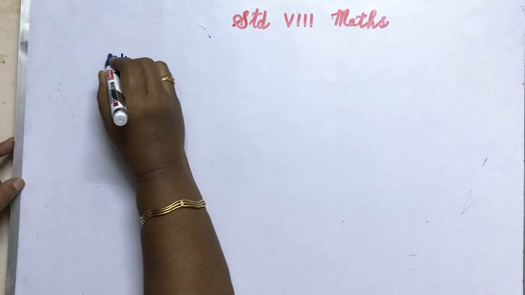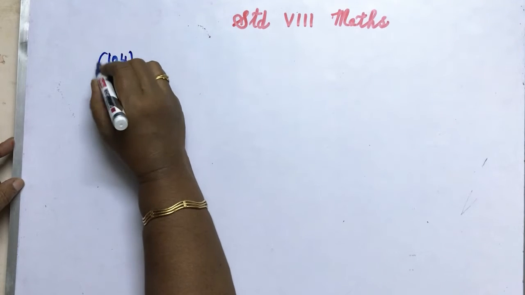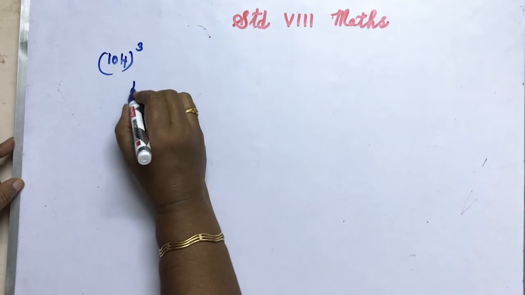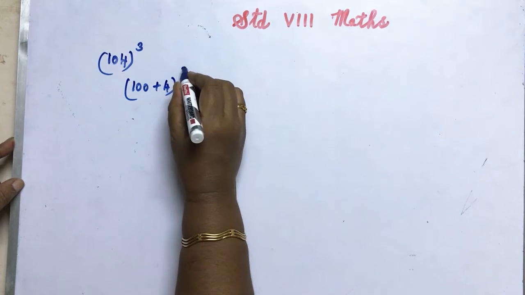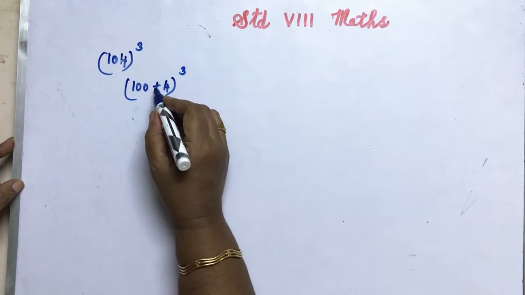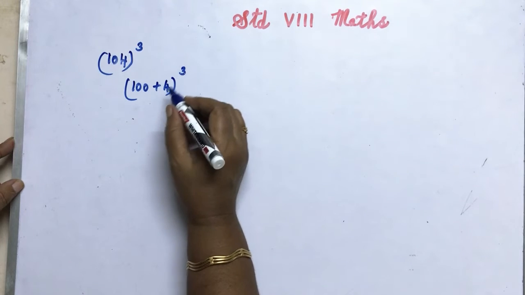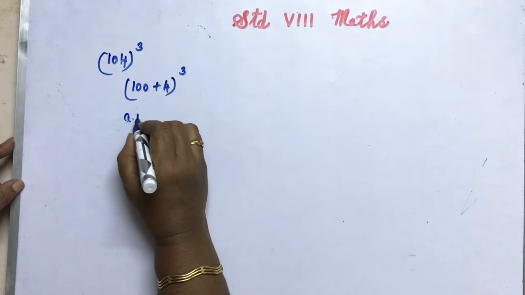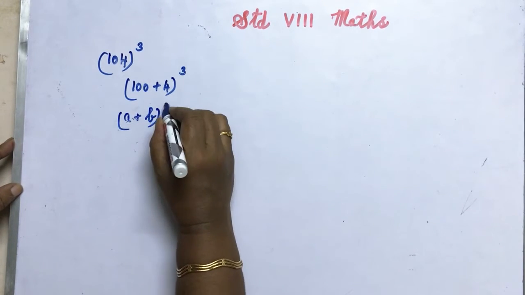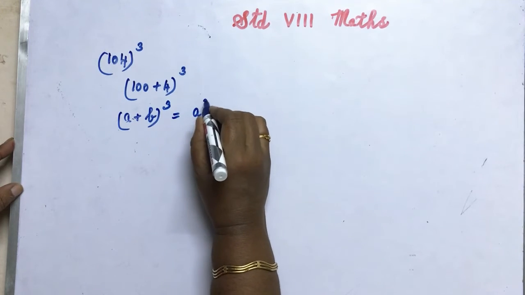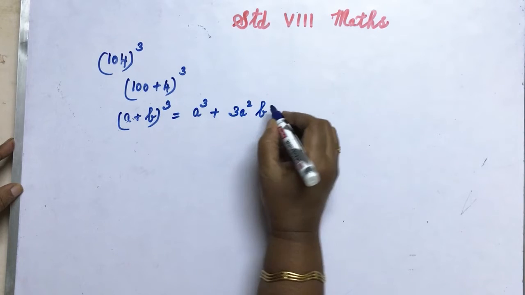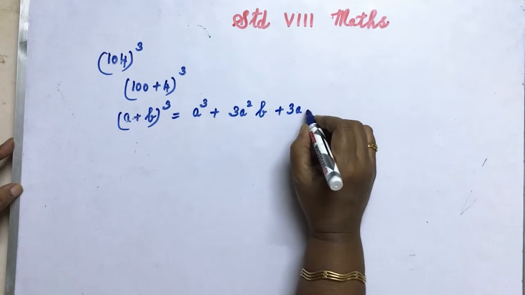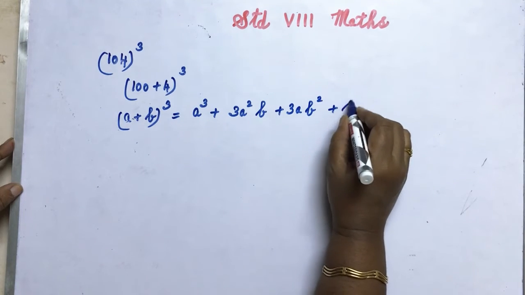104 whole cube. This 104 can be written as 100 plus 4 whole cube. Now inside the bracket we have two terms with plus sign and here the power is cube. So the identity used here is (a plus b) whole cube is equal to a cube plus 3a squared b plus 3ab squared plus b cube.